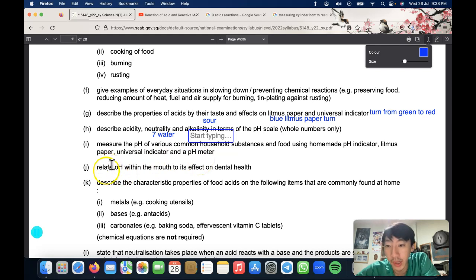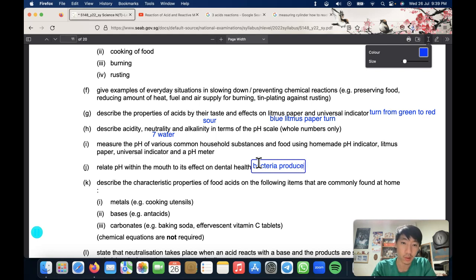Okay, we need to relate pH within the mouth to its effect on dental health. It's quite an important one. So why does our teeth decay? It's because bacteria produce acids. The bacteria that is stuck on your teeth, the little plaque, the sticky thing on your teeth, those are the bacteria.